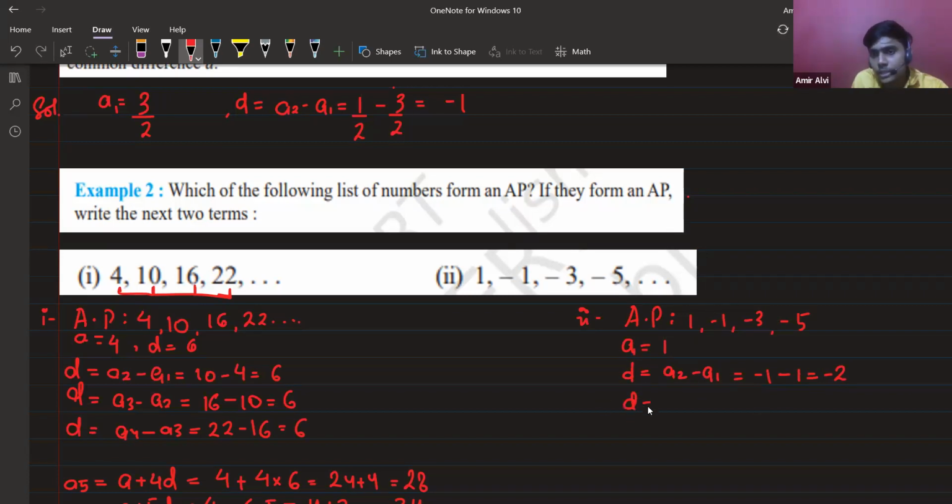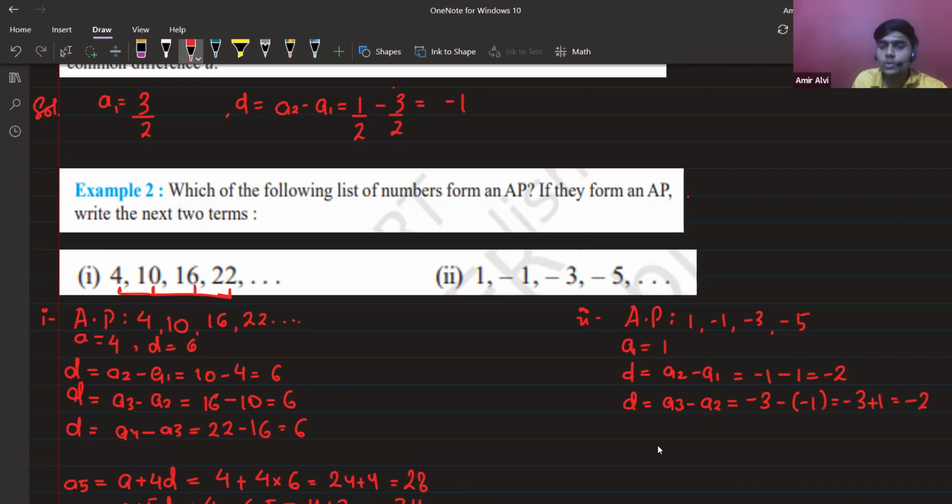Let's find out the next pair. A3 minus A2. -3 is the third term, minus A2 which is -1. Minus of minus 1 is plus 1. Is that clear to all of you? Yes, sir. So this would become -3 plus 1, which is basically -2. So we are getting the constant, basically the value of D, -2.